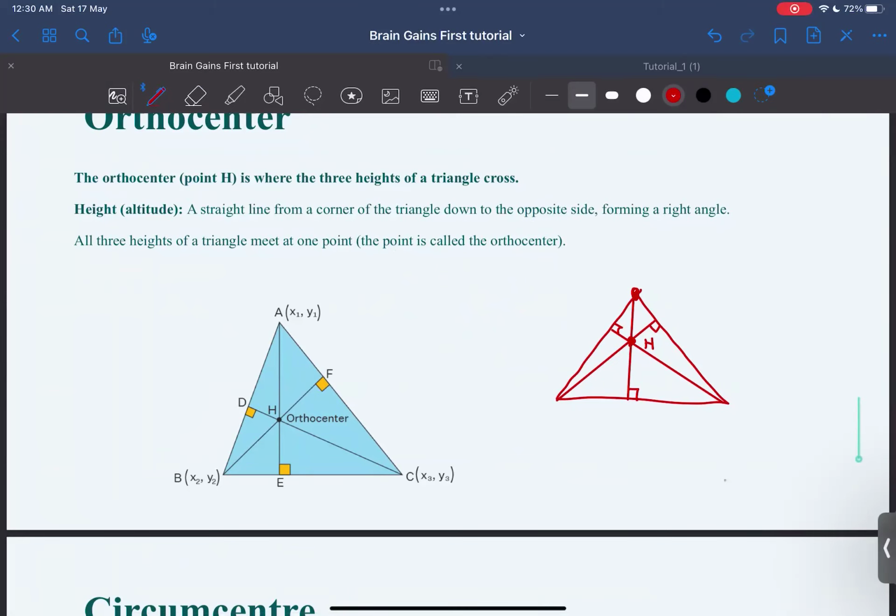And yeah, so an altitude is a straight line from the corner of the triangle down to the opposite side, forming a right angle, as you can see in the diagram. And all three heights of the triangle meet at one point.